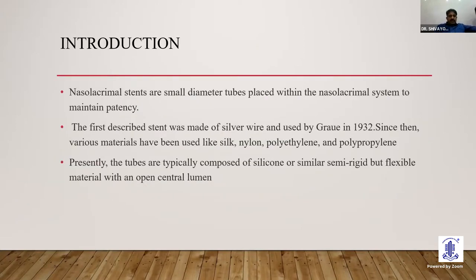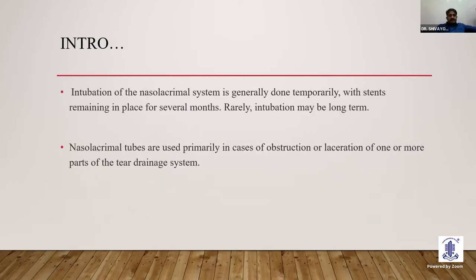So you all know that stents are small diameter tubes placed within the nasolacrimal system to maintain patency. There are a lot of materials which were described earlier, and nowadays the most commonly used material is silicone, as you all know, and silicone is being used in other subspecialties of ophthalmology also. This stenting is a temporary process, but in some cases it might be kept for a long time. Stenting is also used in laceration of the tear drainage system or any trauma to it.